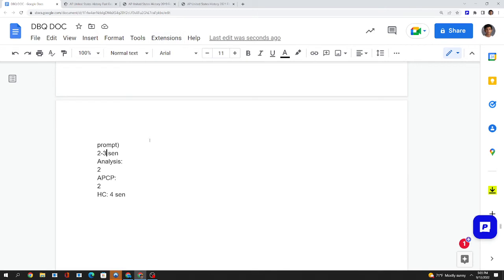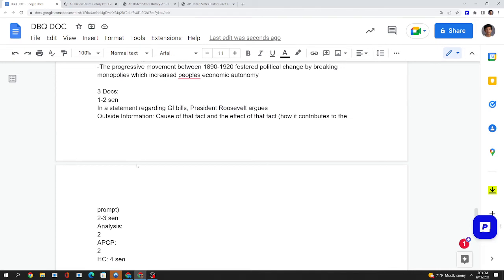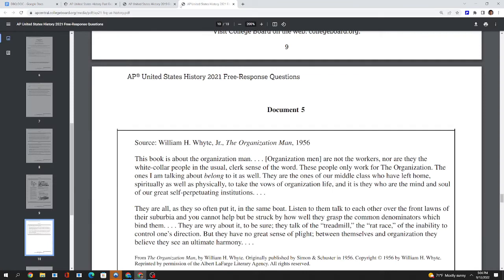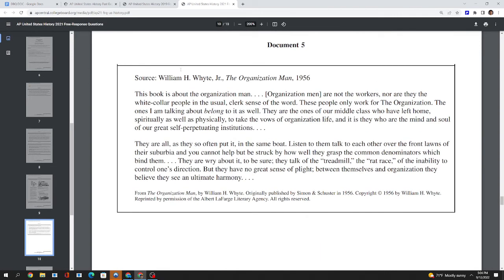Alongside that, I believe you can go to the analysis now. And I want to hit analysis with APCP. These are the points that are typically harder to get on the AP test. About 10 to 20% of the kids get it. The way this analysis works on the AP test is you are looking at these documents, and you're analyzing why they're important. The easiest way I can recommend to get this analysis point is to explain the effect of the document.